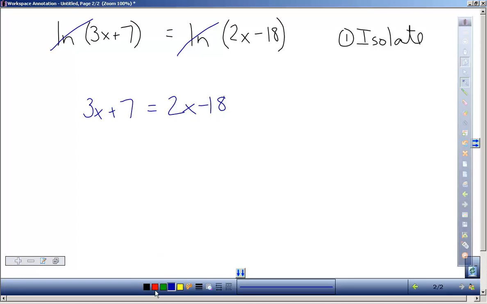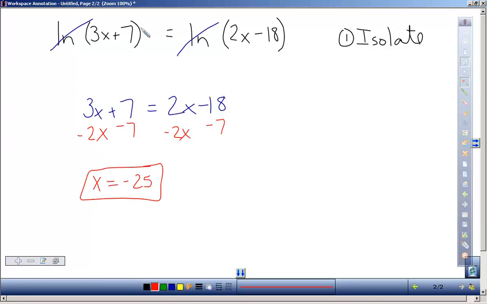In this case, that would be fairly simple, so I'm just going to subtract 2x from both sides, and that's going to give me x. If I subtract 7 from both sides, I get negative 25. So, if it's the same log on both sides, then they just cancel out.